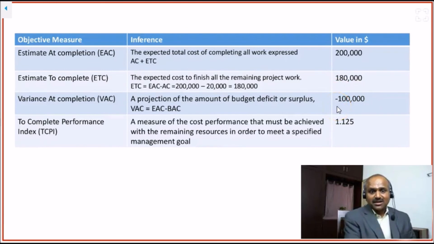That is our prediction. To complete performance index is a measure of cost performance that must be achieved with the remaining resources in order to meet a specified management goal. So management says, I am asking you to complete within BAC, then the resources have to work harder. So that is 1.125. That is the asking rate of CPI.